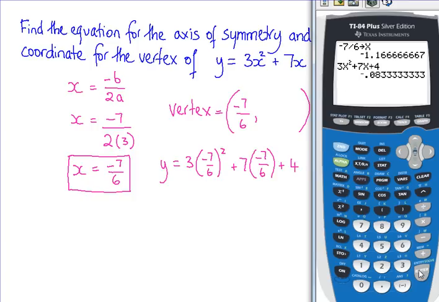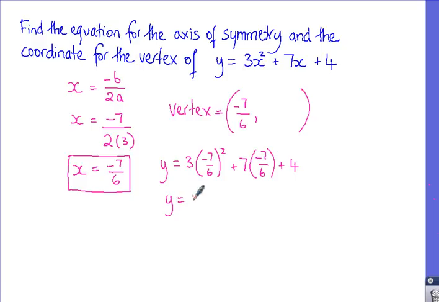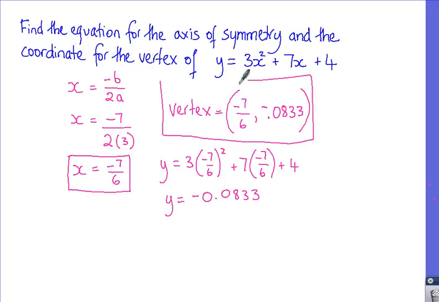Y is equal to negative 0.0833. That's correct to 3 significant figures, and we just need to write this up here. So the y value for our coordinate is negative 0.0833. And that's the coordinate of our vertex.